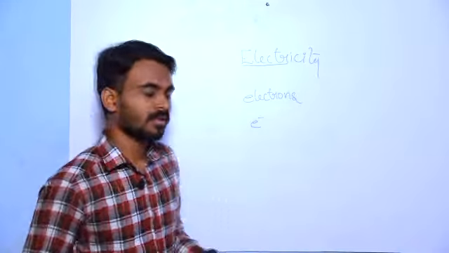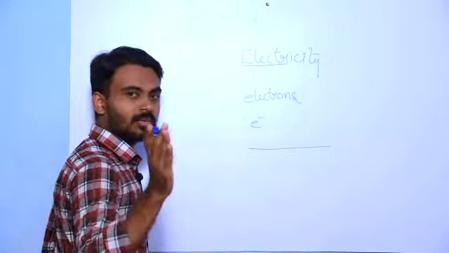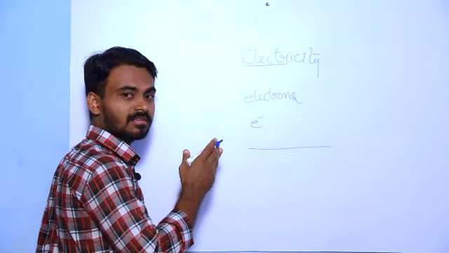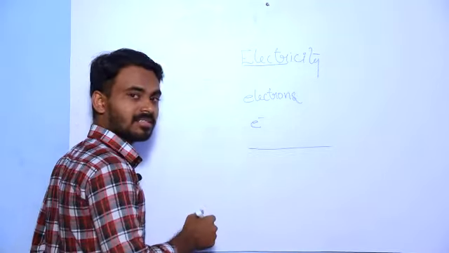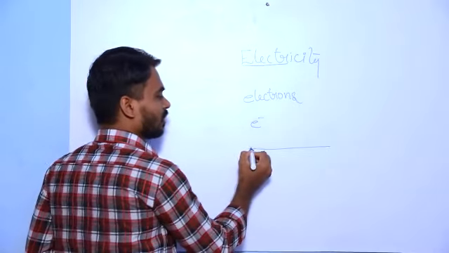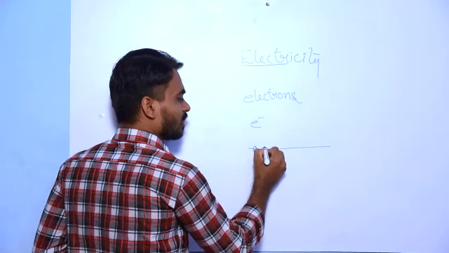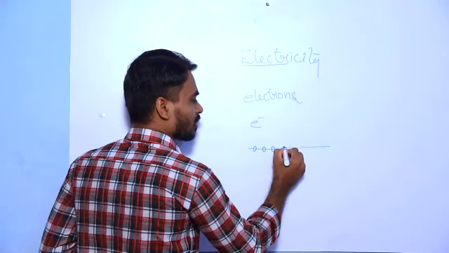Okay, now let us consider a conductor. Are you all familiar with conductors? Conductors are metals that conduct electricity. Here, electrons are flowing like this. Just imagine that electrons are flowing like this.